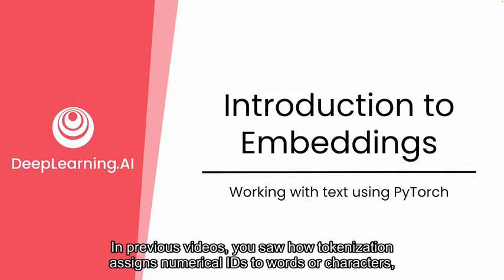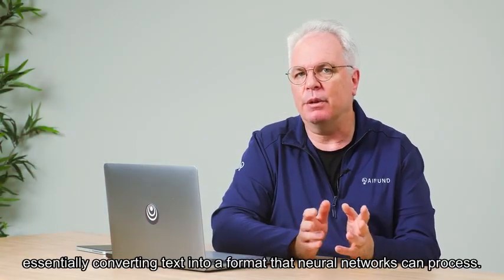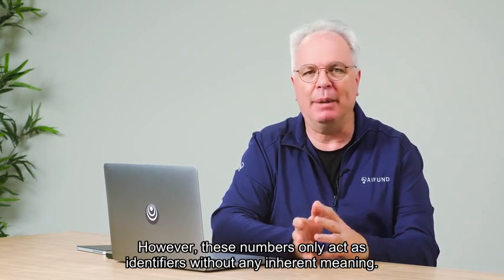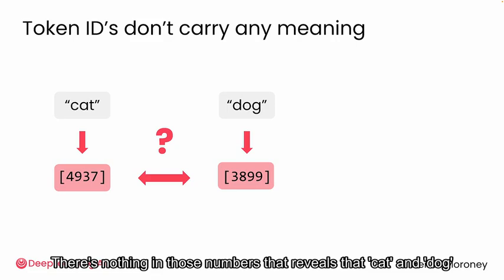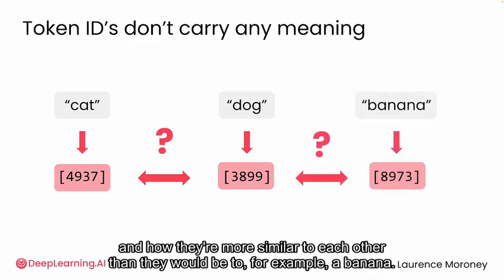In previous videos, you saw how tokenization assigns numerical IDs to words or characters, essentially converting text into a format that neural networks can process. However, these numbers only act as identifiers without any inherent meaning. For instance, mapping cat to 4937 and dog to 3899 merely provides labels. There's nothing in those numbers that reveals that cat and dog share semantic similarities, like they're both pets, and how they're more similar to each other than they would be to, for example, a banana.